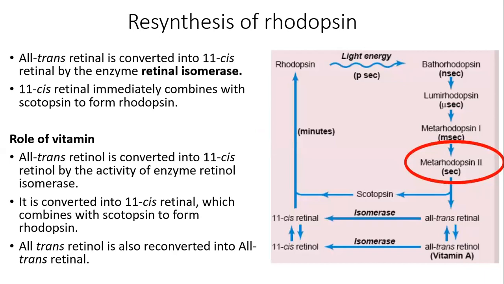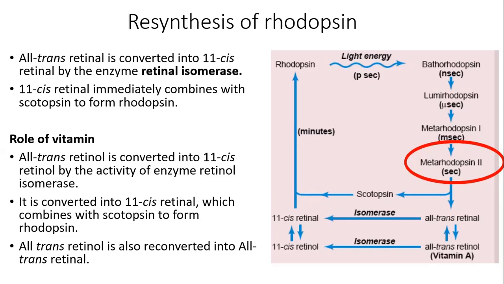So this is basically a diagram showing how we can resynthesize what we call rhodopsin. It's basically the opposite process. You can go through this diagram in your own free time. All trans retinol is converted into 11-cis retinol by the enzyme known as retinol isomerase. Then 11-cis retinol immediately combines with scotopsin to form rhodopsin. So there's a role of vitamin A there.